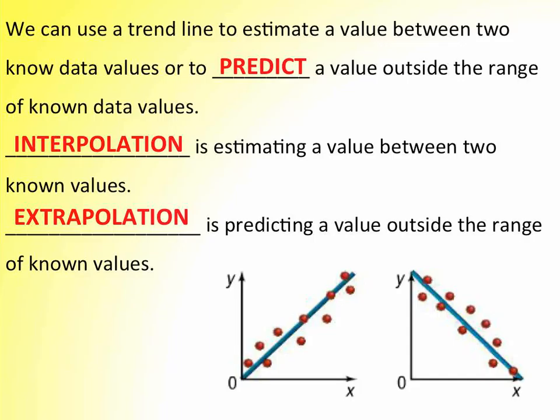Okay, so if there was a set of data and I was going to predict within that range, that would be interpolation. If I was going to go outside of that, we would call it extrapolation. We basically do it the same way. All right, so just a little vocab for you.